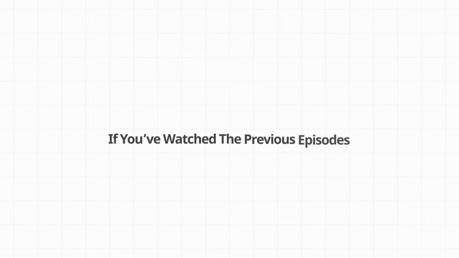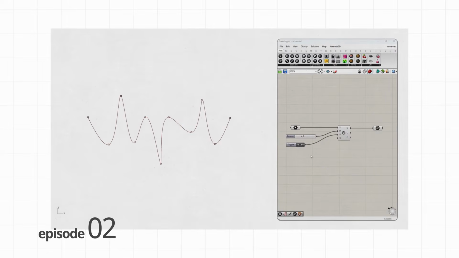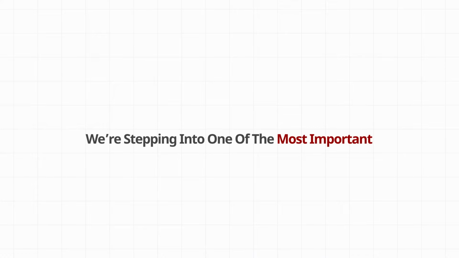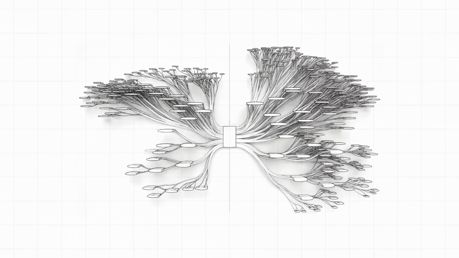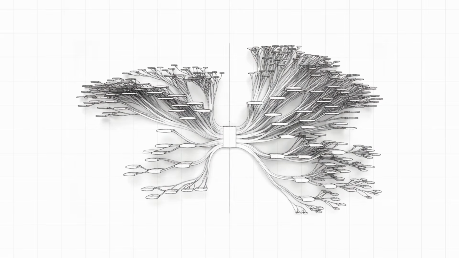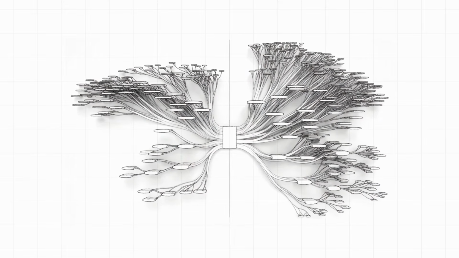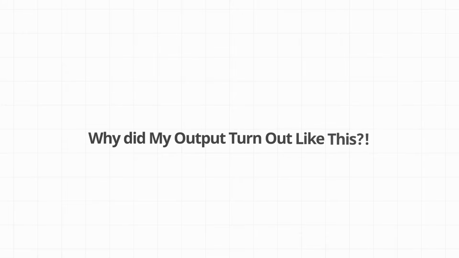If you've watched the previous episodes, in the first 3 parts, we got familiar with the Grasshopper interface, its components, and the overall logic of how it works. But today, we're stepping into one of the most important, and at the same time, one of the most challenging concepts in Grasshopper. A concept that, if you truly understand it, will instantly take your work to a much more professional level. And if you don't, you'll probably find yourself saying this again and again. Why did my output turn out like this?